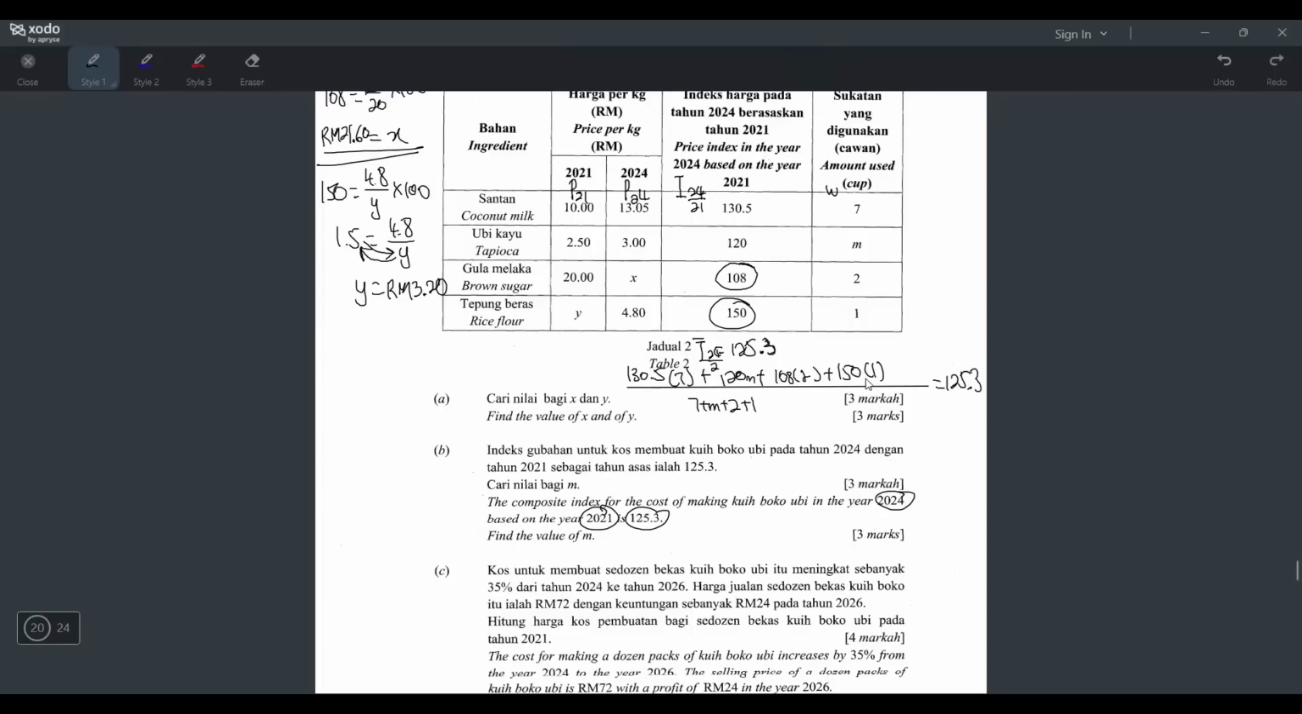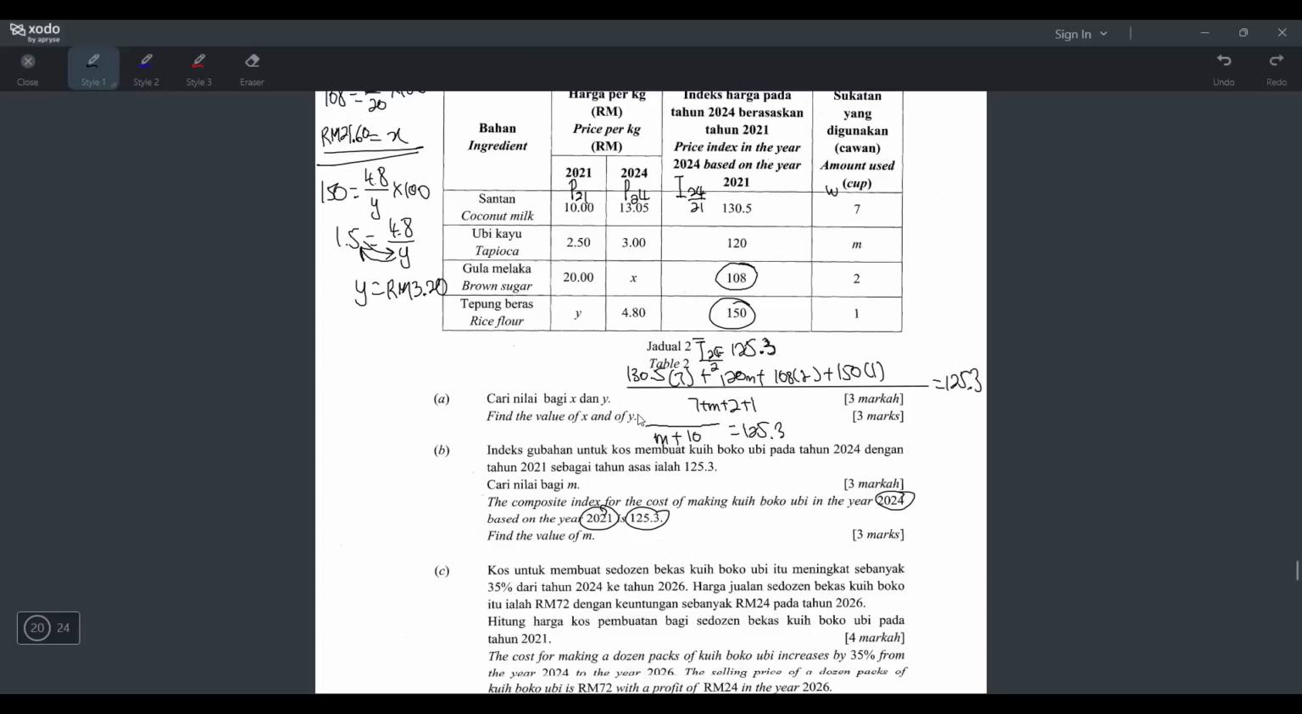Okay, first I will do down here first. So here it becomes a line like this. You get M plus, 7 plus 2 plus 1 is 10. The M you cannot add, because you don't know M, right? And then equals to 125.3. Okay, what about the top part?